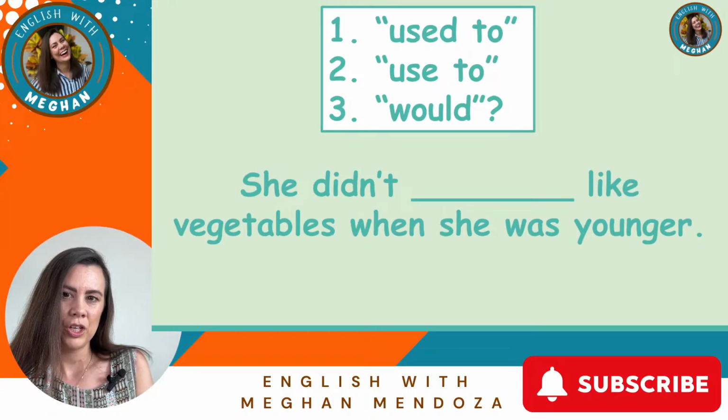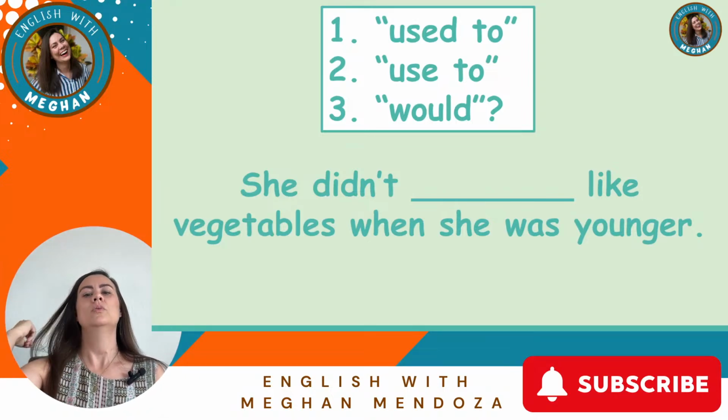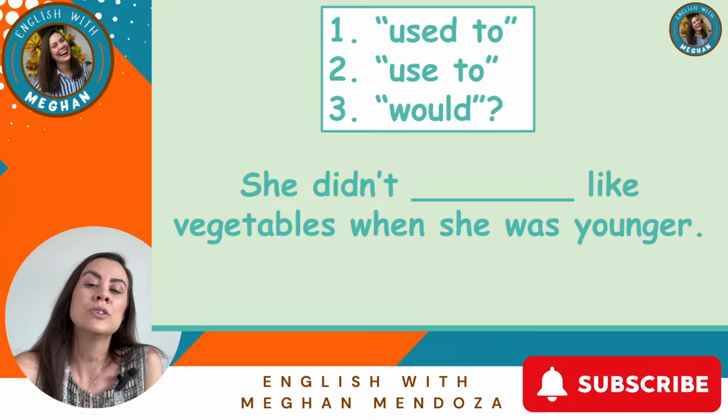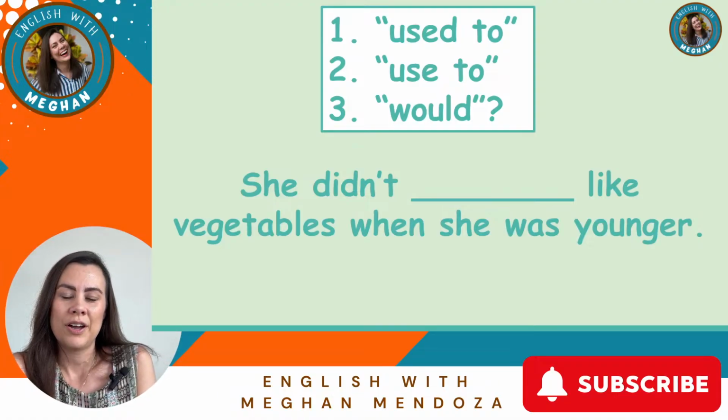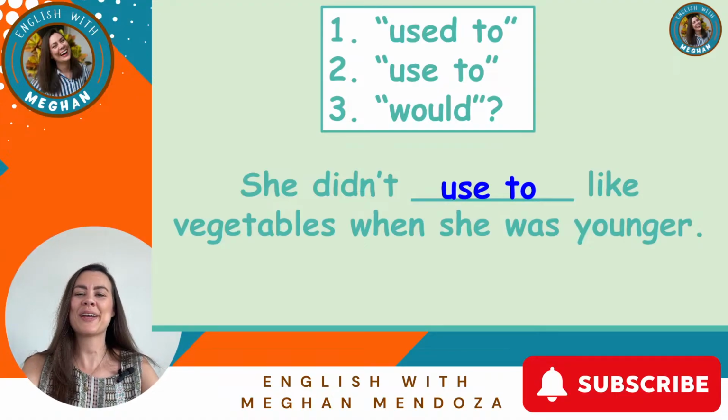Next one. Okay, is it 1, 2, or 3? Used to, would. Okay. Give you 3, 2, 1. Correct in the chat. Love it. Why is that your answer, though?